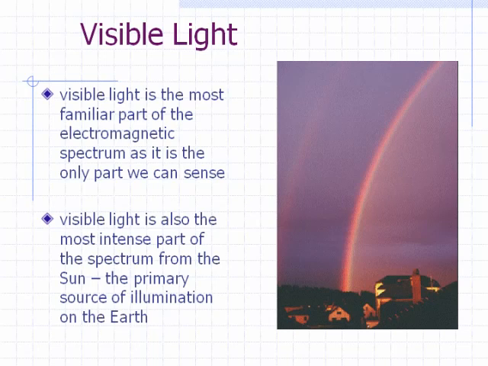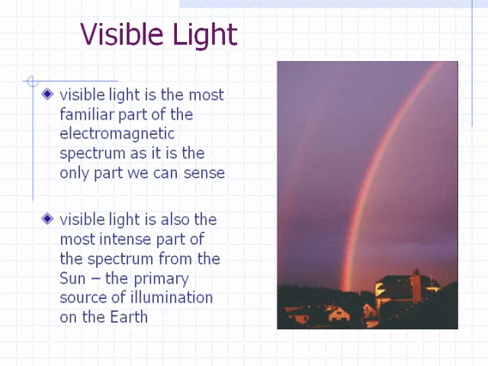Of course, visible light is the most familiar part of the electromagnetic spectrum. It's the only part that we can sense directly. I know we can sense infrared light indirectly from the heat that it provides when it shines on our skin. It makes the skin feel warm. But with visible light, we can really have a direct sense of it because we can focus it onto our retina using our eye. And it's also the most intense part of the spectrum from the sun.